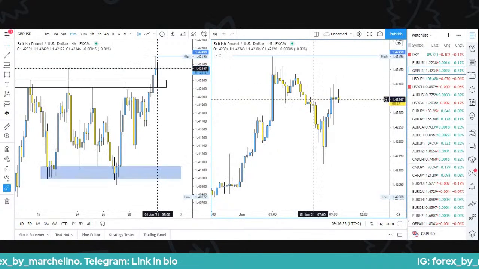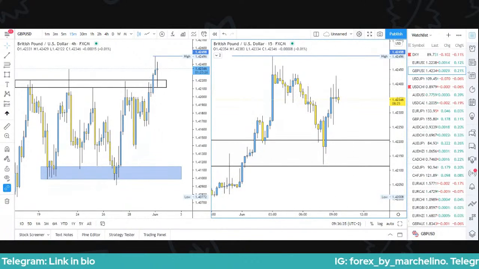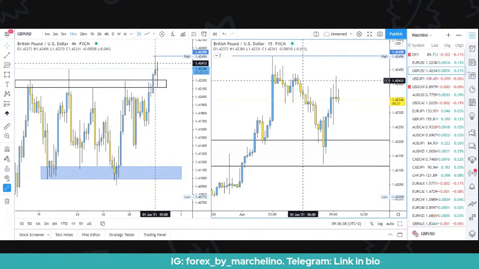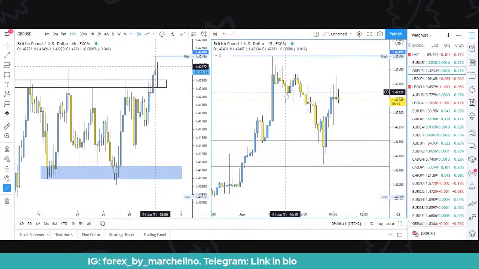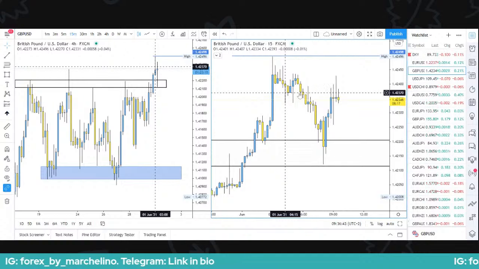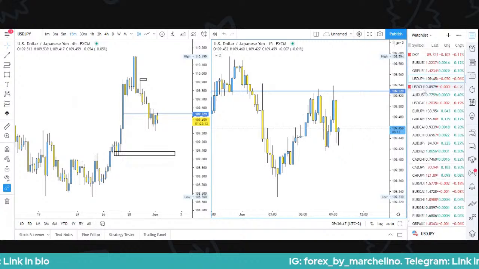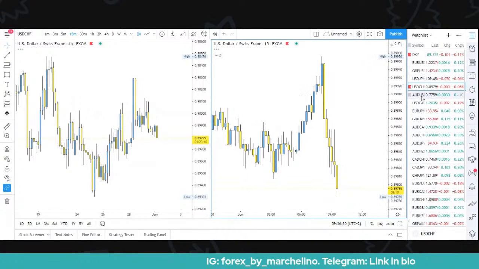GBP JPY just making wicks on wicks on wicks. I don't even understand what's going on. Kind of looking like we're retesting this level, but who really cares? Honestly, who really cares?